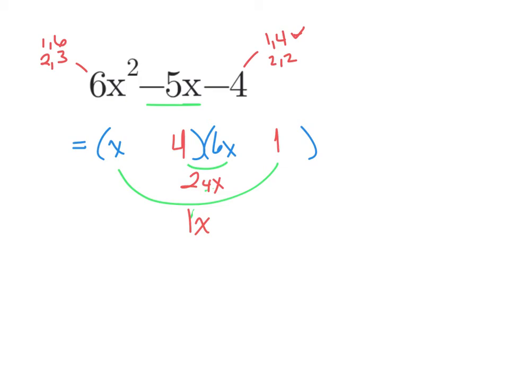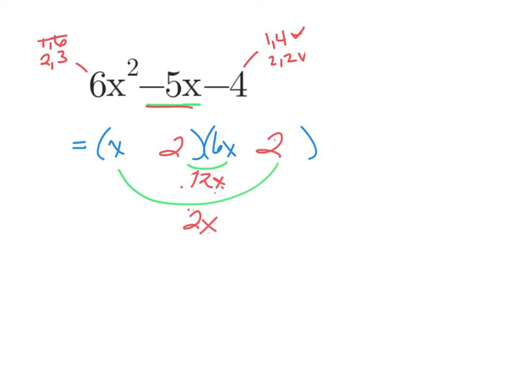So we move on to 2 and 2. Put 2 here, 2 here. On the outside, we get 2x. On the inside, we get 12x. Is that going to make the minus 5x that we need? No, it's not. Luckily, both those numbers are the same, so we don't need to switch them around. And we see that it doesn't work for 2 and 2.